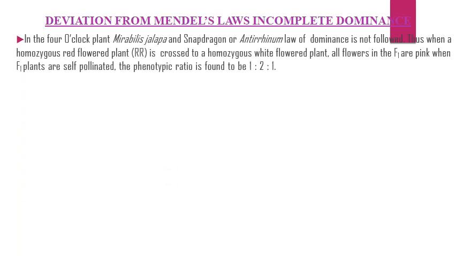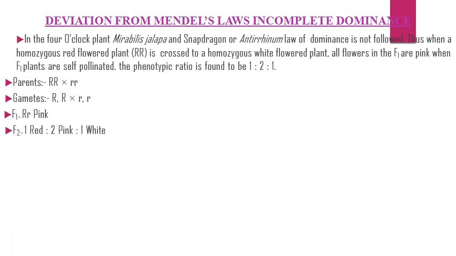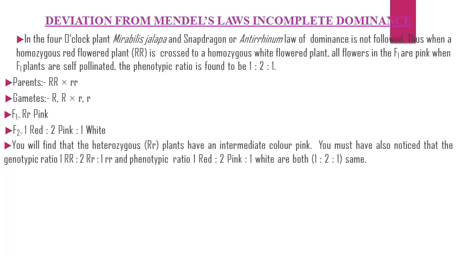Deviation from Mendel's law: incomplete dominance. In the 4 o'clock plant Mirabilis jalapa or Antirrhinum, the law of dominance is not followed. Thus, when a homozygous red flowered plant is crossed to a homozygous white flowered plant, all flowers in the F1 are pink. When F1 plants are self-pollinated, the phenotypic ratio is found to be 1:2:1. Parents, gametes, F1 generation, F2: you will find that the heterozygous plants have an intermediate color, pink. You must have also noticed that the genotypic ratio is 1:2:1.